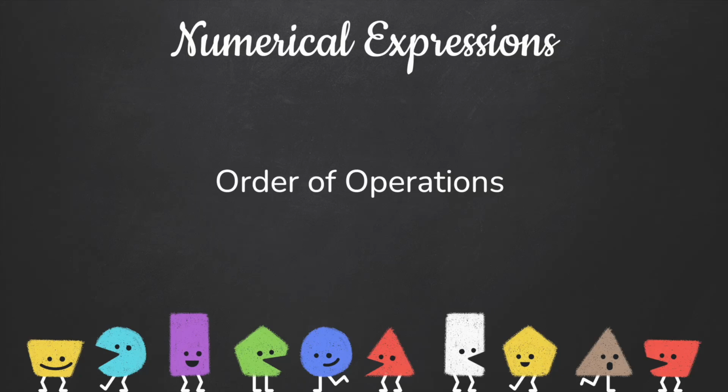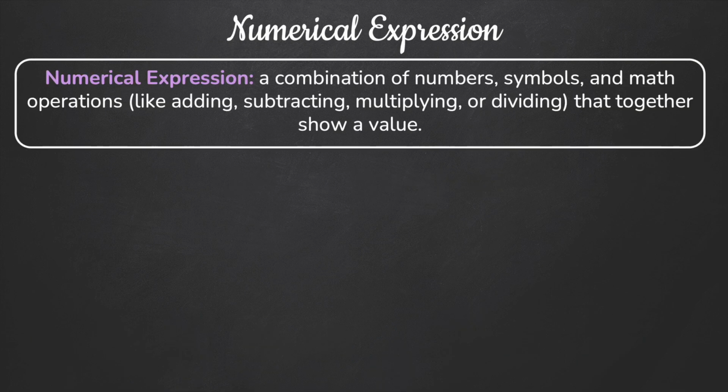Hello, mathematicians. Today we're going to be learning about numerical expressions, more specifically about order of operations. To get us started, let's first go over what a numerical expression is. So a numerical expression is a combination of numbers, symbols, and math operations like adding, subtracting, multiplying, or dividing that together show a value.